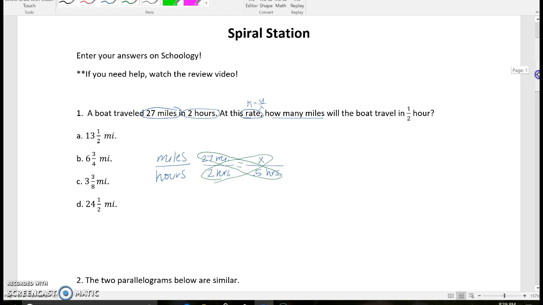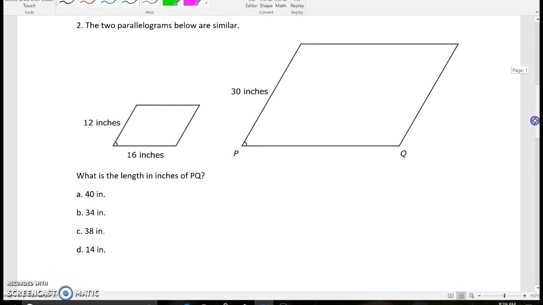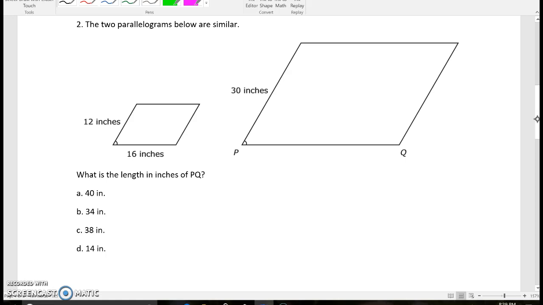Okay, so now let's look at number 2. You should have pressed pause and figured out number 1. Number 2 says the 2 parallelograms are similar. So if shapes are similar, it means they have proportional sides, right? So what is the length in inches of PQ? So we want to know PQ right here, right? So that is going to be x, and I'm going to find my corresponding side.